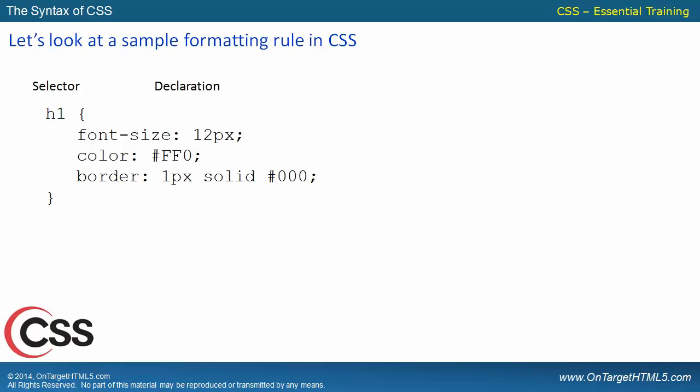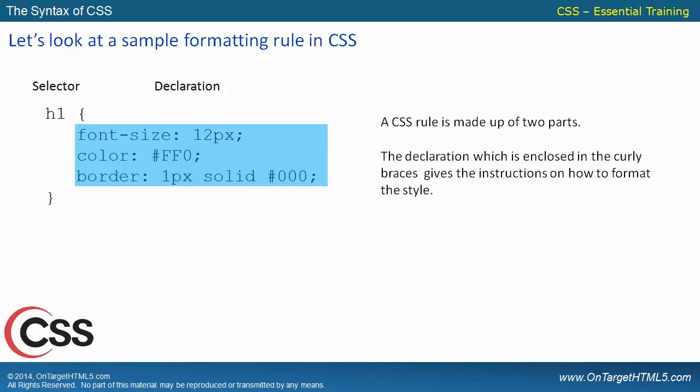Let's look at a sample formatting rule inside of CSS. A CSS rule is made up of two parts. We talked about the selector and declaration in an earlier slide. Now let's talk about the actual declaration itself. The declaration, which is enclosed in the curly braces, gives the instructions on how to format the style. In this example, we have three rules that we're applying to H1 tags. We have a font size rule, we have a color, and we have a border.